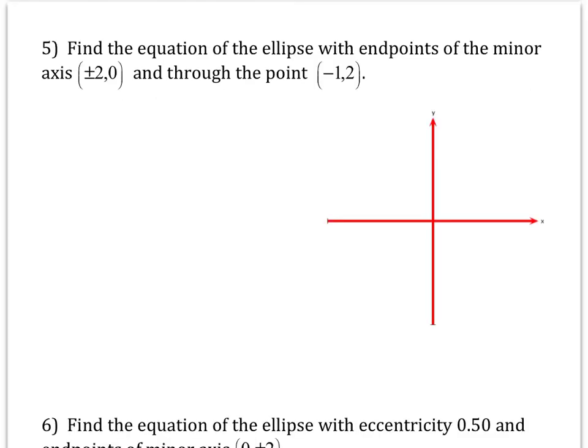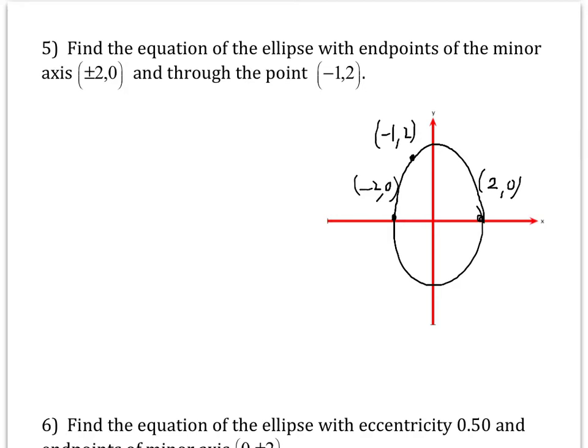Okay, let's try this one. I want to find the equation of an ellipse with endpoints of minor axis plus or minus 2, 0. So that right there tells you that you're going to have foci on the vertical axis, right? And it goes to the point negative 1, 2. So it's going to look kind of, this is the ellipse more or less. It goes to the point negative 1, 2, something like that.